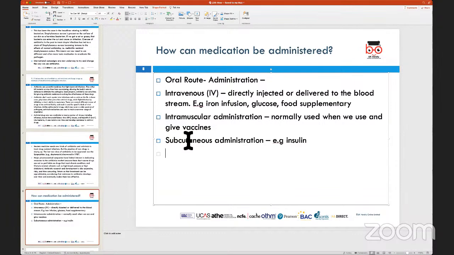When we give intravenous, we want an immediate effect because it is directly injected into the bloodstream. Then we talk about inhalation.